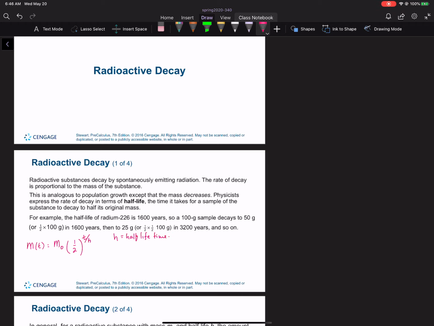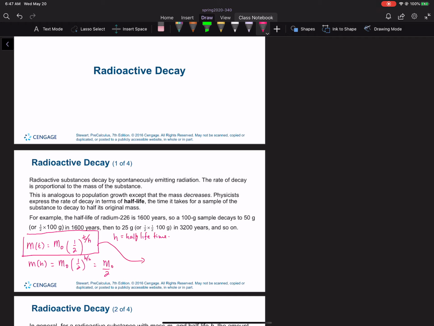Now if you think about it, if I reach my half-life h, then this is going to be M naught times 1/2 to the h over h, which is just what? M naught over 2. So indeed, the definition for a radioactive decay function is always going to be the initial amount times 1/2 raised to the t over h.